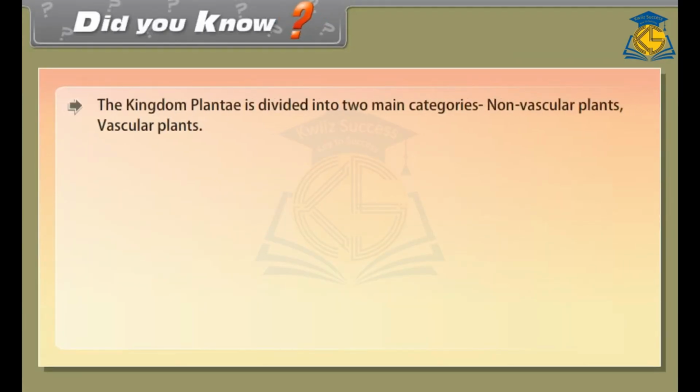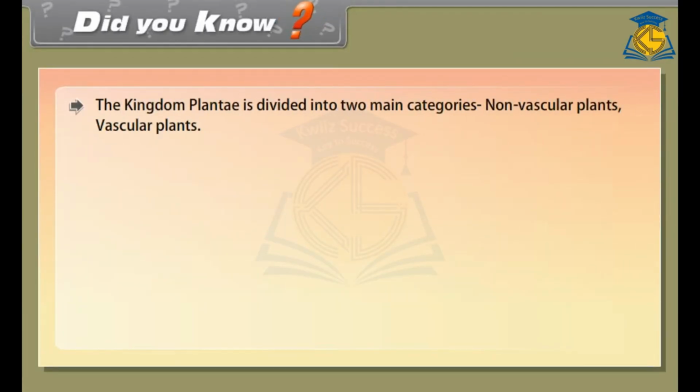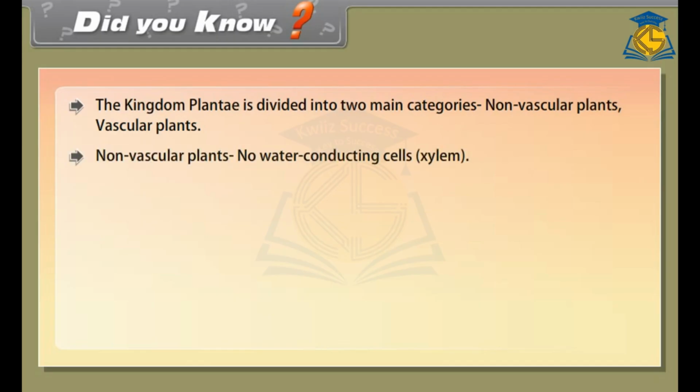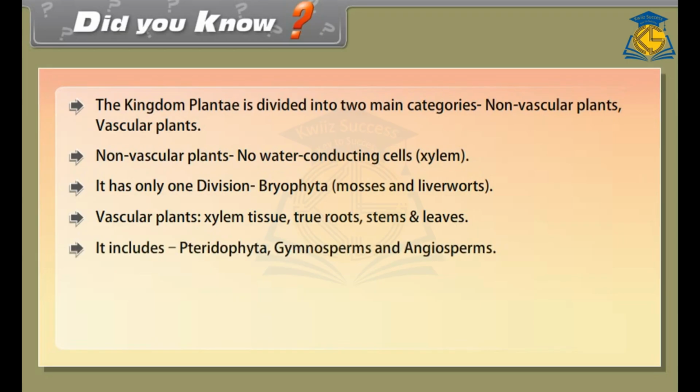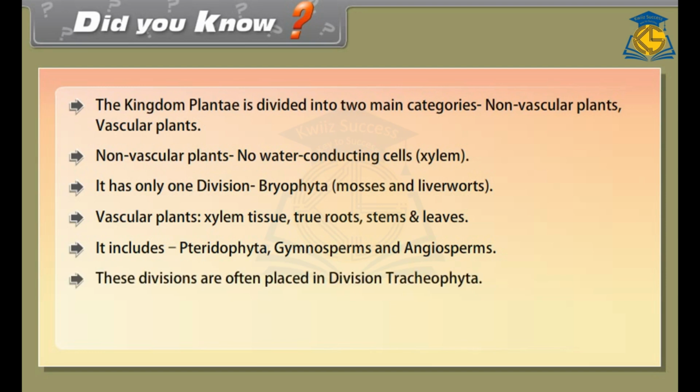Did you know? The kingdom Plantae is divided into two main categories: non-vascular plants and vascular plants. Non-vascular plants have no water-conducting cells, xylem. It has only one division, Bryophyta, mosses and liverworts. Vascular plants have xylem tissue, true roots, stems and leaves. It includes Pteridophyta, gymnosperms and angiosperms. These divisions are often placed in division Tracheophyta.